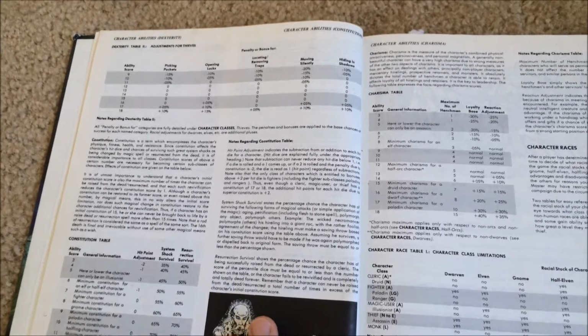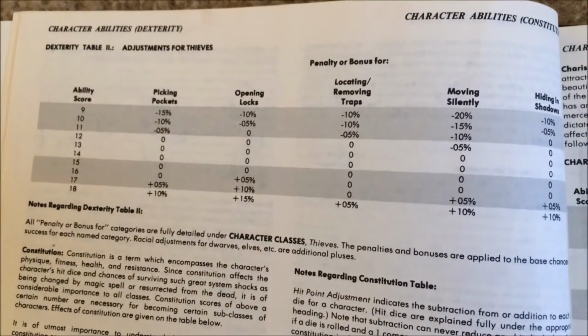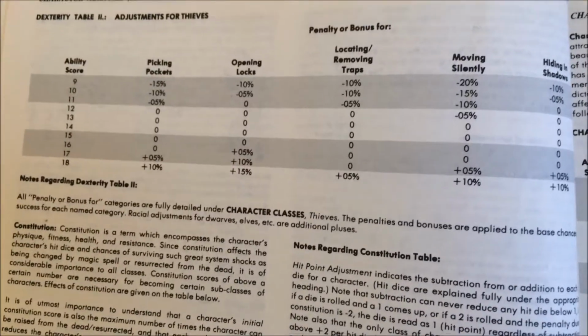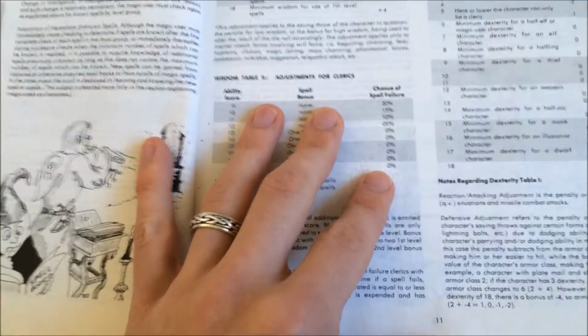All of the ability scores also are presented with the tables of things that they affect. So all your thieving adjustments are actually under the ability score table for dexterity rather than where thieves are. And the same can be said about cleric spells. Well, that stuff's pretty basic, actually.